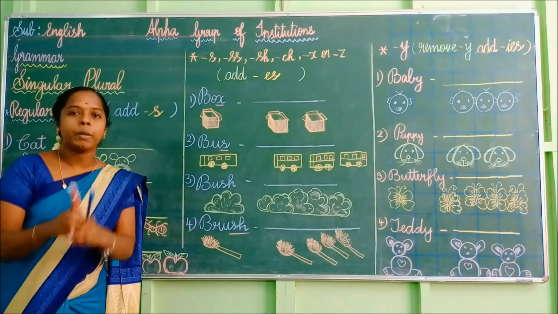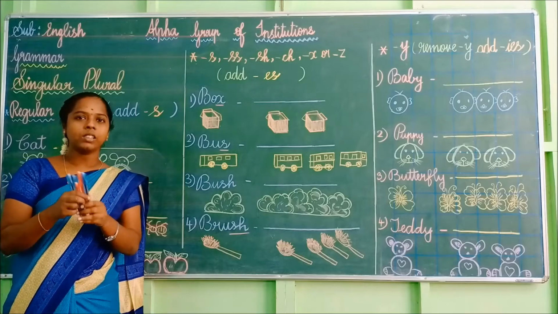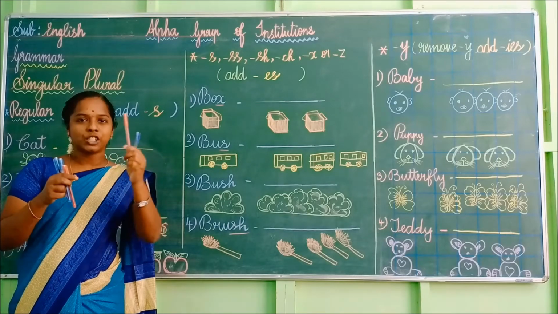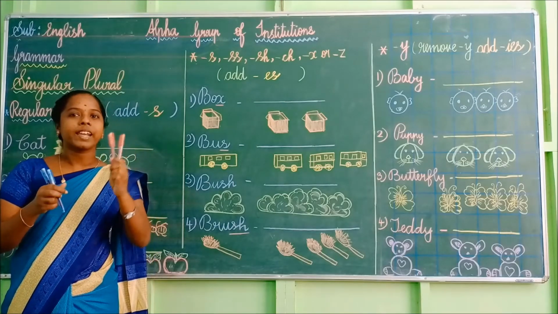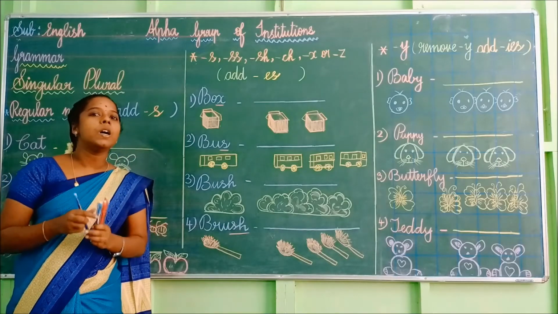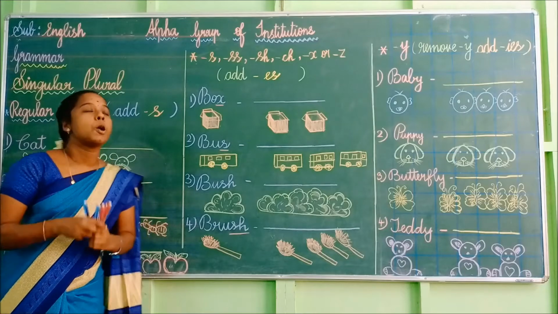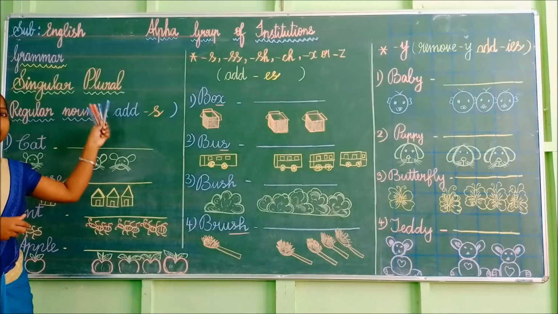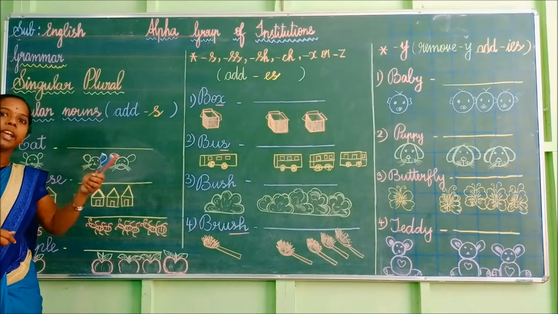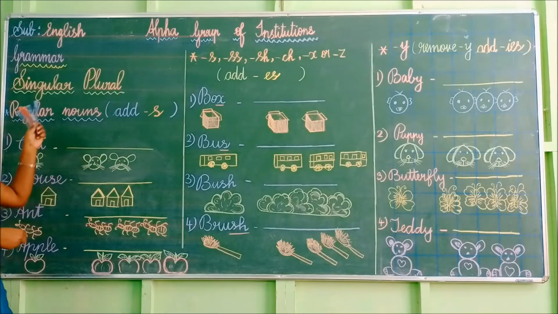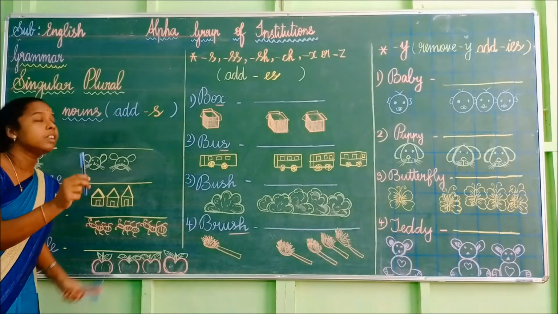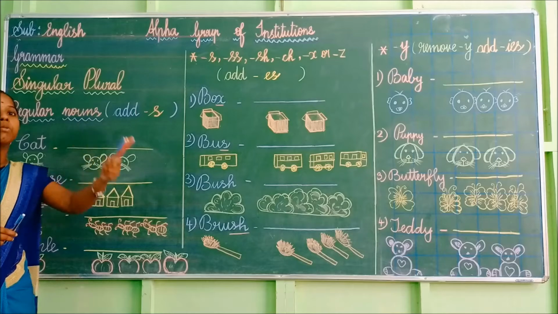Now tell me, how many pens do I have? Shall we count? 1, 2, 3, 4 and 5. Now I have 5 pens. Plural means more than one. It will be 2, 3, 4 and so on. So singular means only one. Plural means more than one.